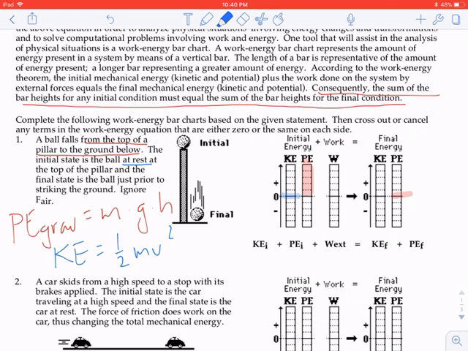But as it falls, it accelerates, falls faster and faster and faster. It picks up a lot of speed, and just before it hits the ground, it's going to have full kinetic energy.